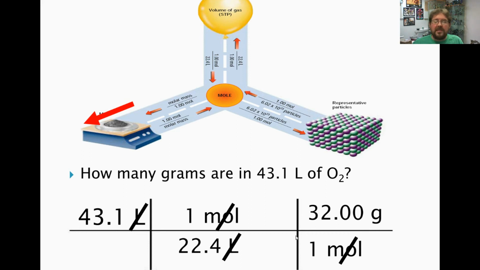Now, what do we do with the rest of this? Just like before, multiply across the top: 43.1 times 1 times 32. That's on top. 22.4 times 1. That's on the bottom. Top divided by bottom. And you should end up with 61.6 grams.